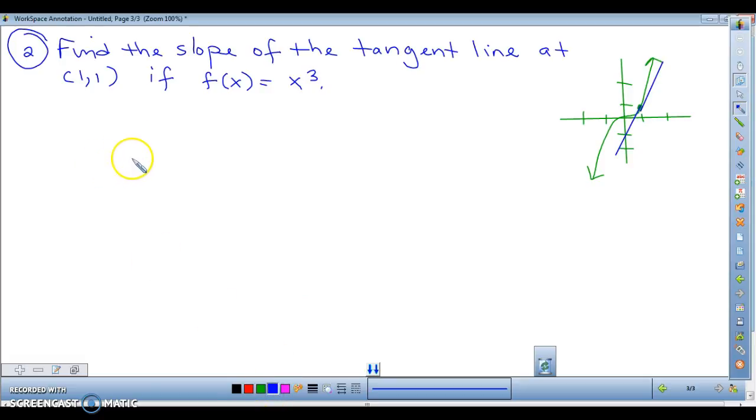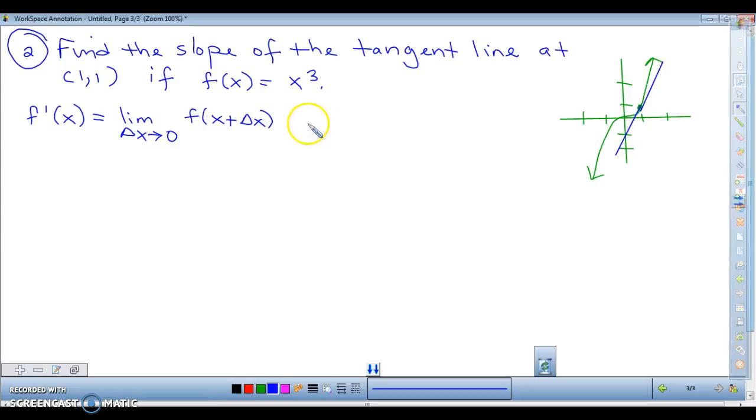So again, whenever you find the derivative, we call that f prime of x. To find that, we're going to use the limit process, where the limit as delta x approaches 0 of f of x plus delta x. And we're using x's here and not c, because this will help us find the slope at any x value. Then we're going to go back and use that ordered pair to find the slope at this particular x value right here.